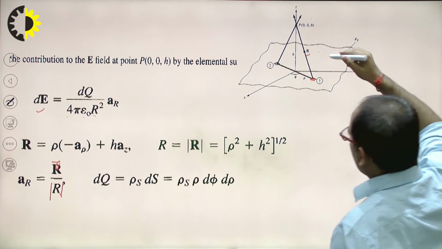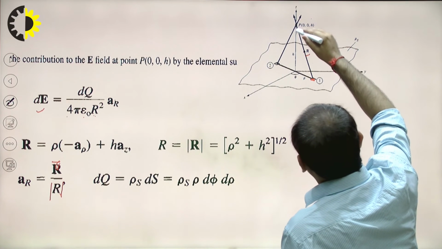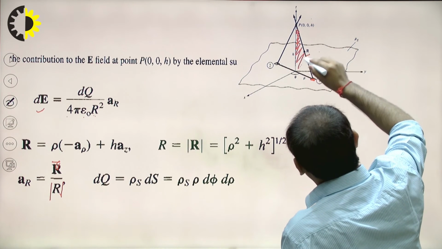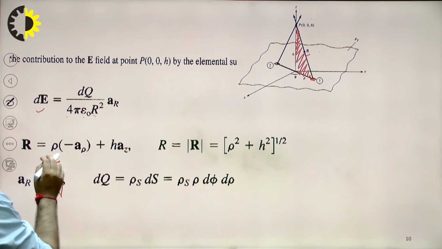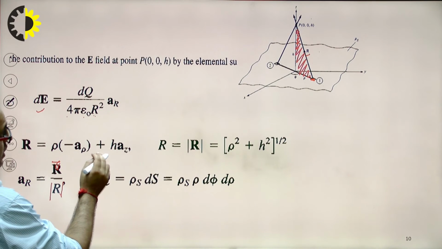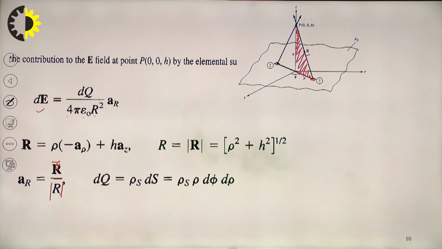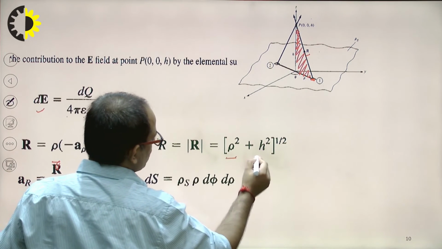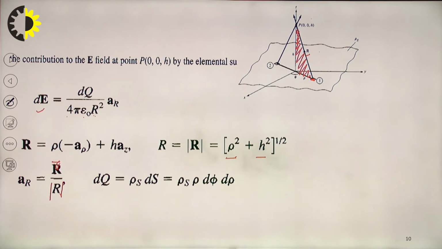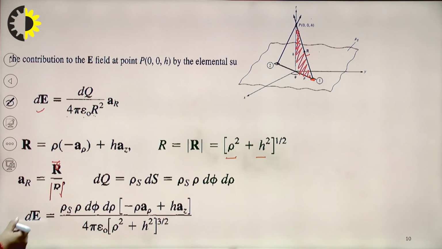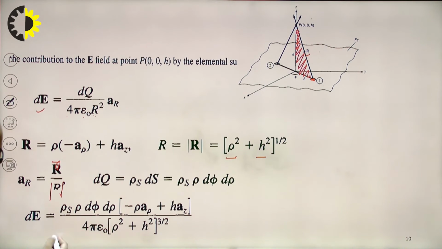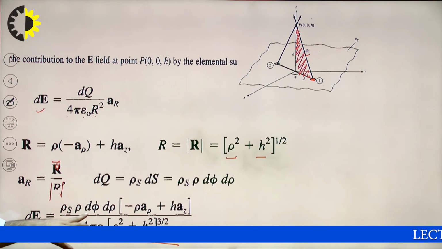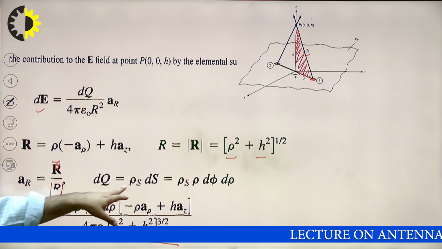Now see this one, just take this triangle. You will get r vector equal to rho into minus a cap rho plus h into a cap z. You will see that the magnitude of r is (rho square plus h square) to the power 1/2. Clear? So dE, now just put this value, a cap r and r square, you will get this one. Now see, there will be a term dq equal to rho s into ds.